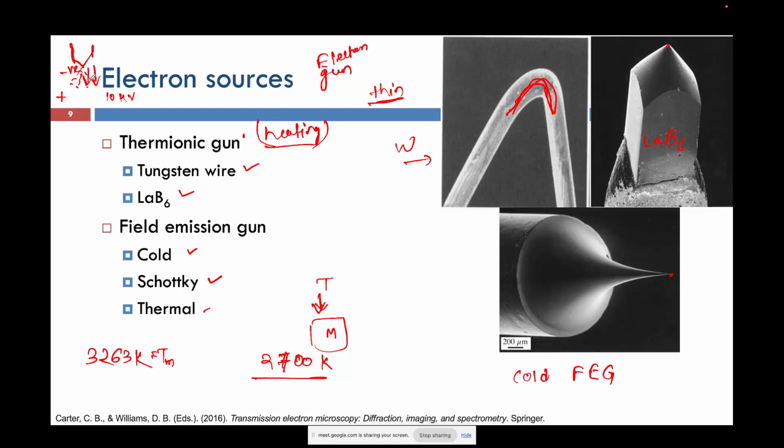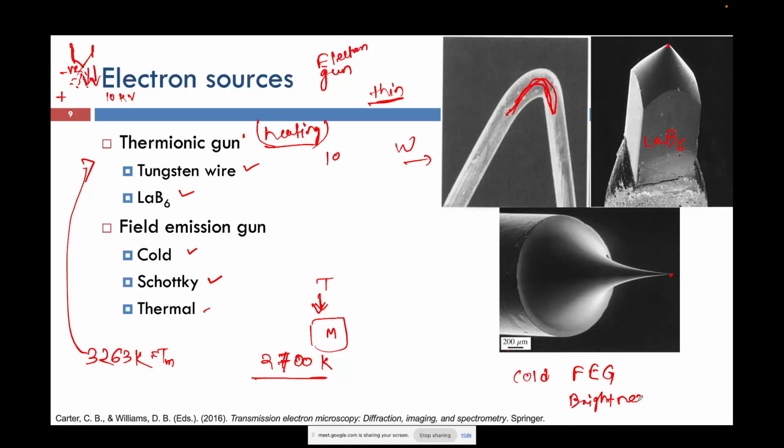So this is the mechanism behind the thermionic gun, and we use tungsten and we use lanthanum hexaboride. One of the major performance measures of this electron gun is brightness.